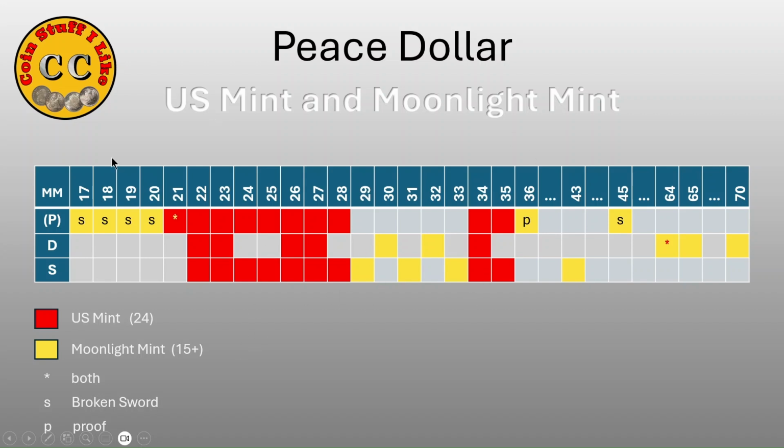So we'll come back to this particular diagram periodically in the series. But what I have here, you can read the legend. The red are the years and mint marks that the U.S. Mint produced a peace dollar. The gold here are the Moonlight Mint years for production. The 1921 dated was produced by both, with Dan Carr using the original design Roman numerals, and the official U.S. Mint had the Arabic numerals.